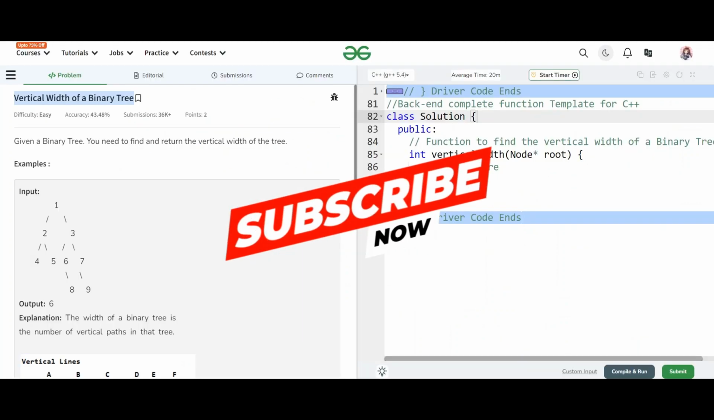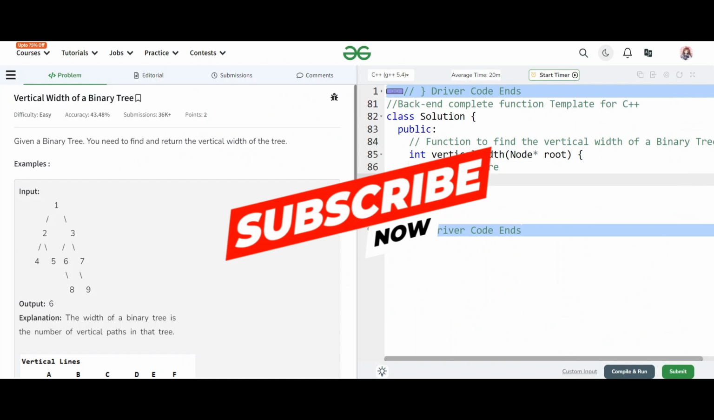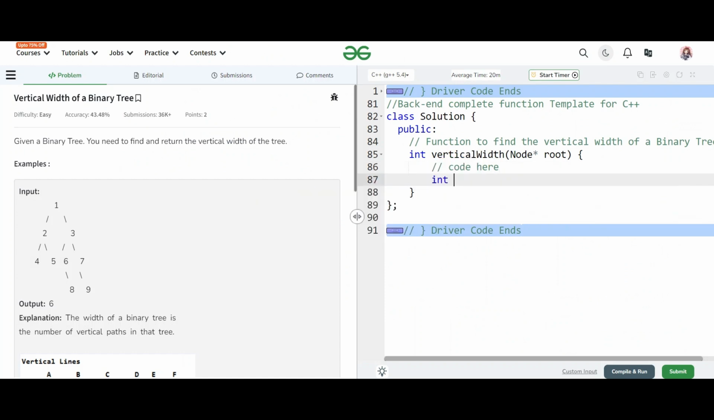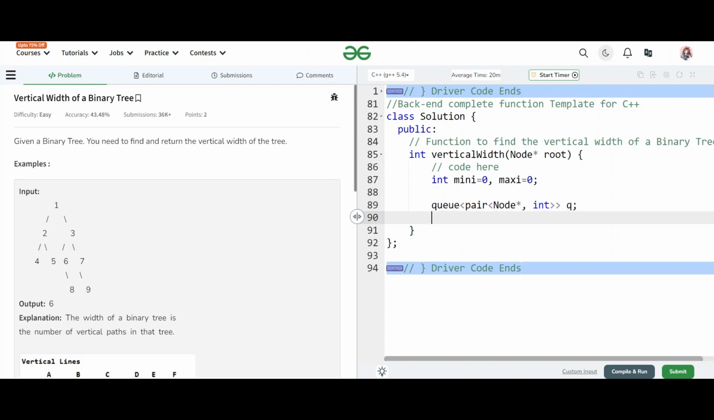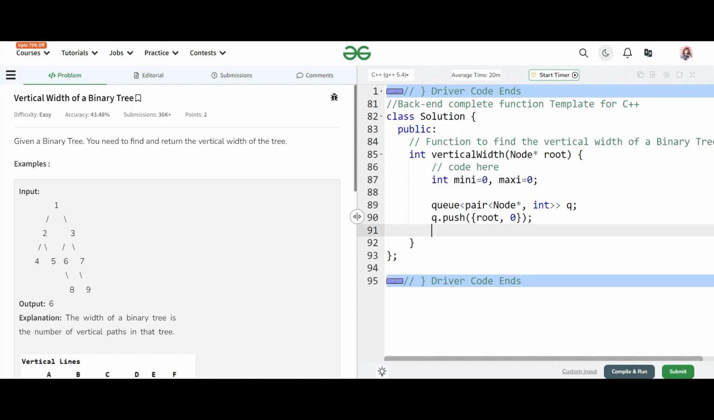So now let's implement the code. At first, I will require two variables called mini and maxi to store the endpoints. After that, I took a queue of pair of node and line number to store the node and the line number. Then I started the traversal from the root. So push the root and the line number, that is initially 0, into the queue.